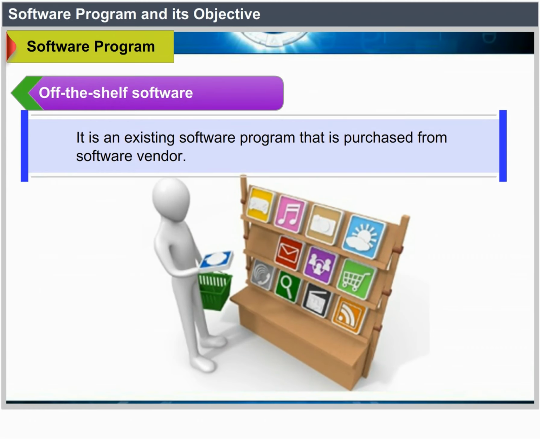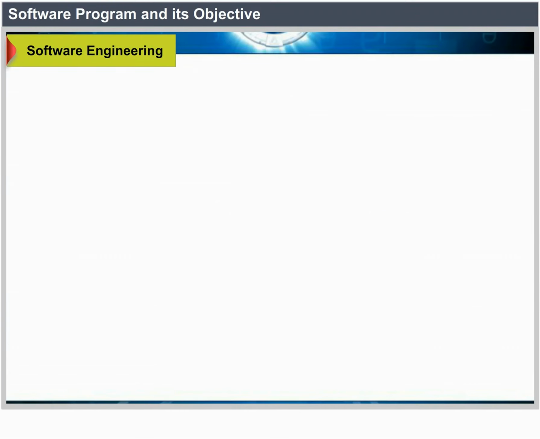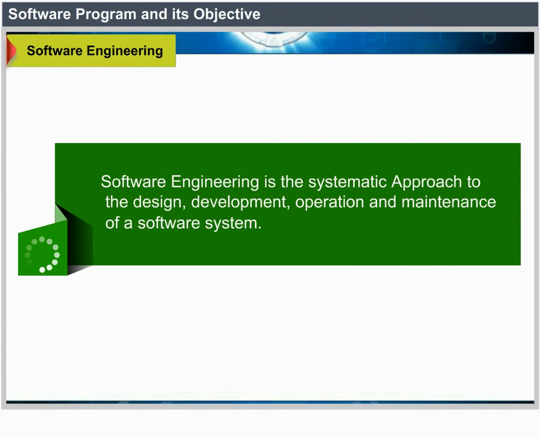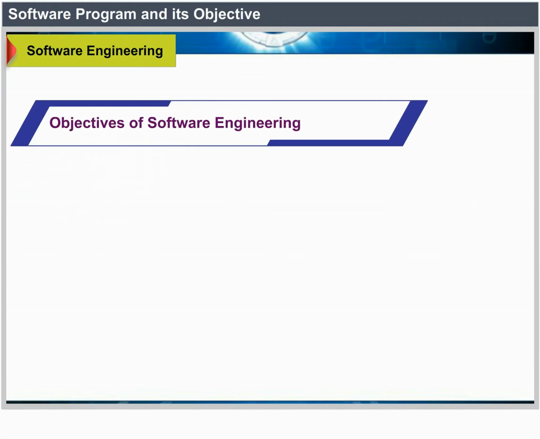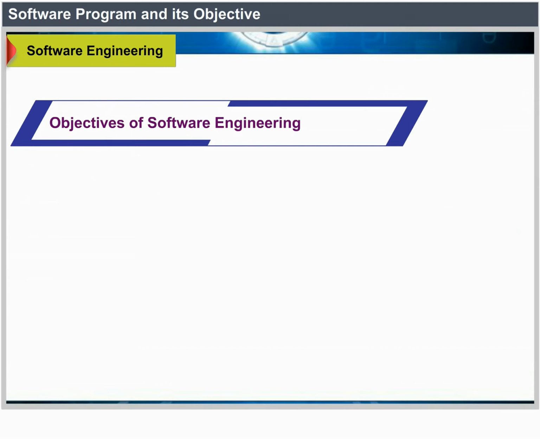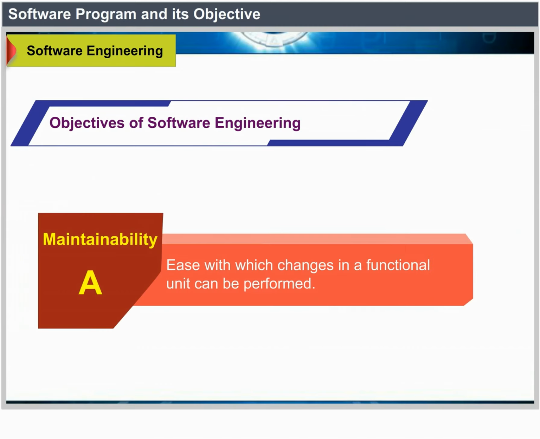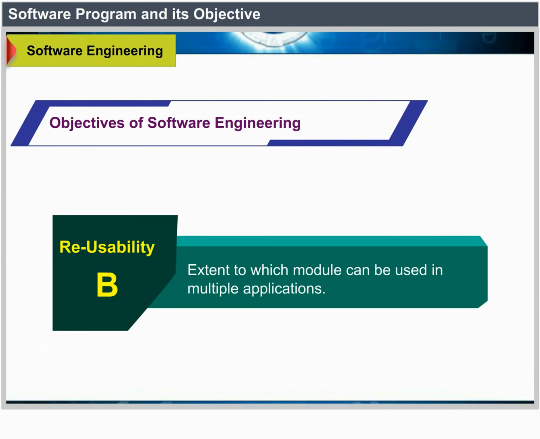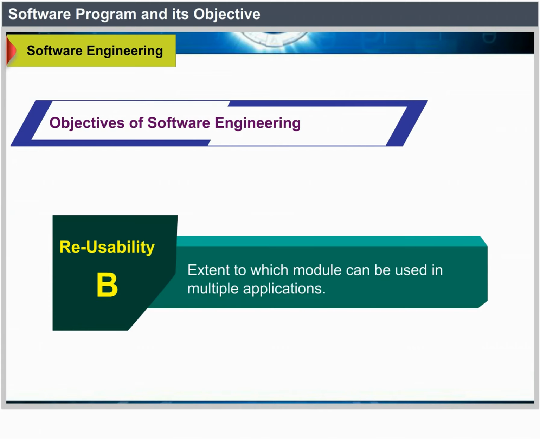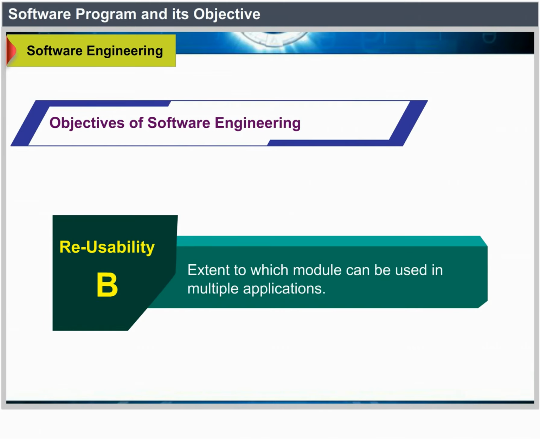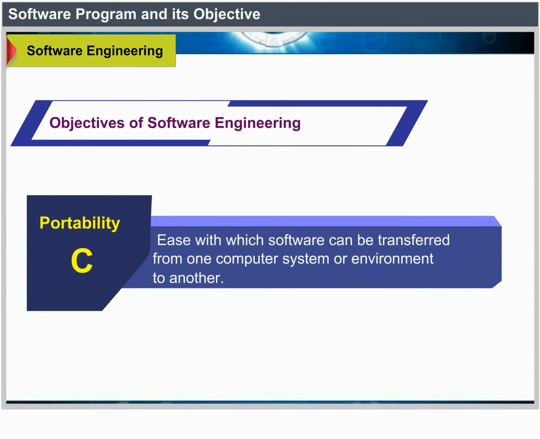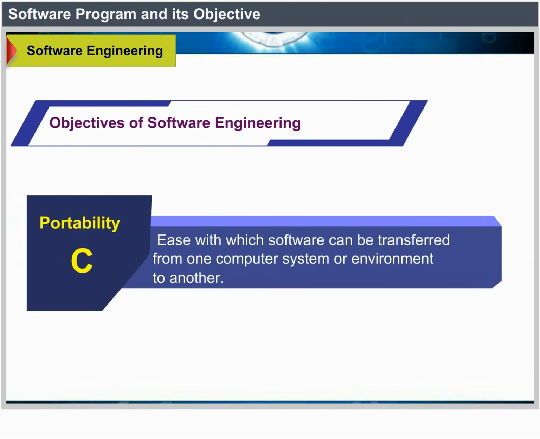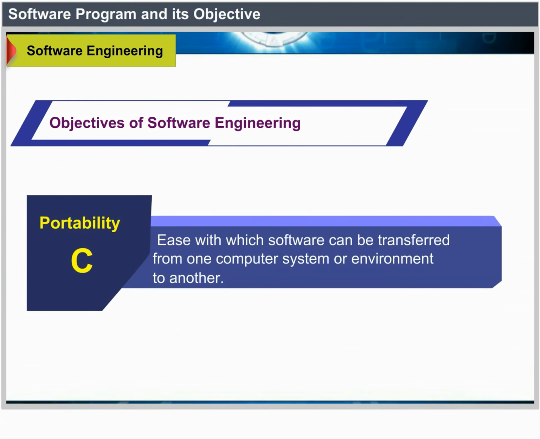Software engineering. Software engineering is a systematic approach to the design, development, operation and maintenance of a software system. Objectives of software engineering. Maintainability, the ease with which changes in a functional unit can be performed. Reusability, the extent to which a module can be used in multiple applications. Portability, the ease with which software can be transferred from one computer system or environment to another.